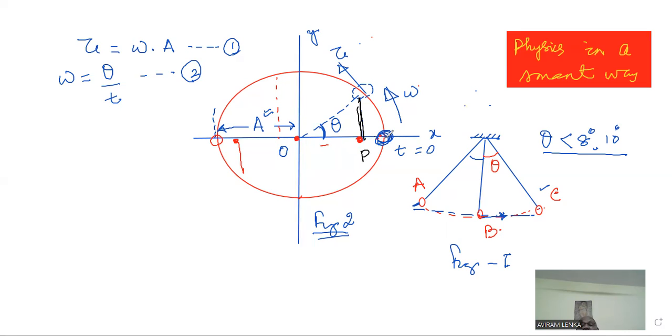As the main body starts from here, we allow a time t to pass. When the main body has traveled for a time t, and that makes an angle theta at the center, then you know equation 2 is valid. The theta will be equal to omega t. The angle the main body makes at the center is omega t.